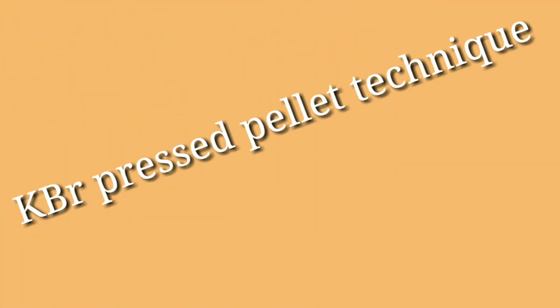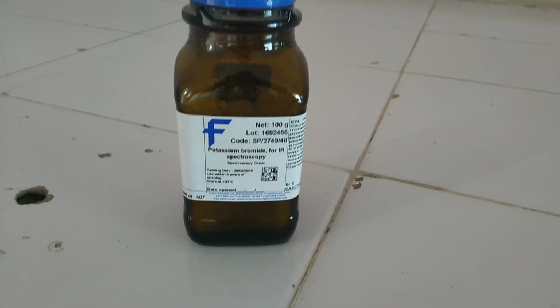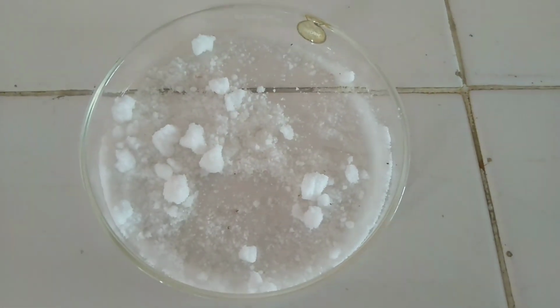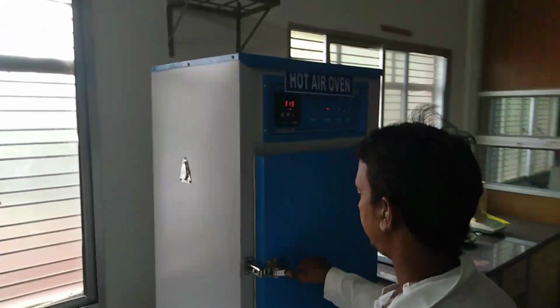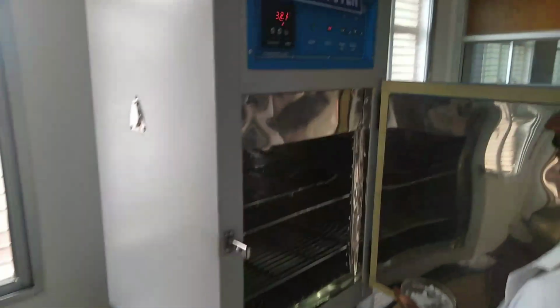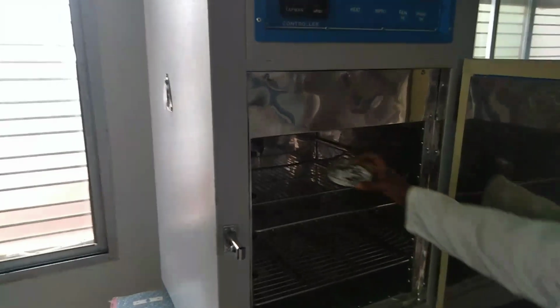Let us see preparation of solid pellet by using the KBr pressed pellet technique. For pellet preparation, take KBr, FTIR grade, in one Petri plate and keep it in a hot air oven for about 45 minutes to 1 hour at 100 to 110 degrees centigrade to remove the moisture content.